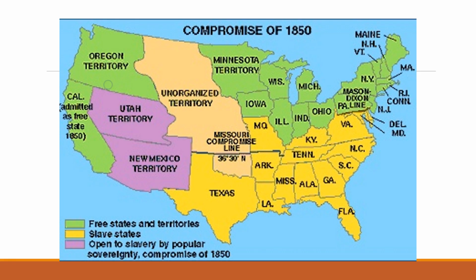And we can see this in the map for the Compromise of 1850 as far as how this would have actually worked. So we see the slave states in yellow, we see the free states in green, and then we see the states that would have been open to popular sovereignty based upon that purple concept.